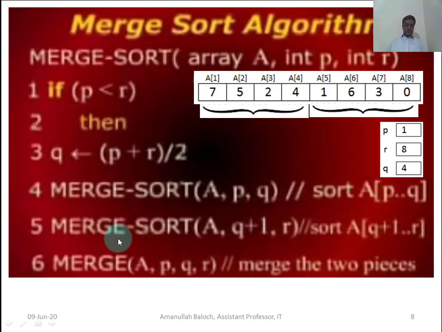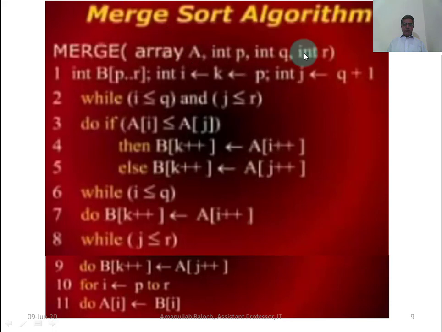Here A, P, Q and R are the variables which receive those values. At line number 1, this algorithm reserves another array with name B from index number P to R. P is 1 and R is 8. So the computer reserves an 8 element array from index number 1 to index number 8.